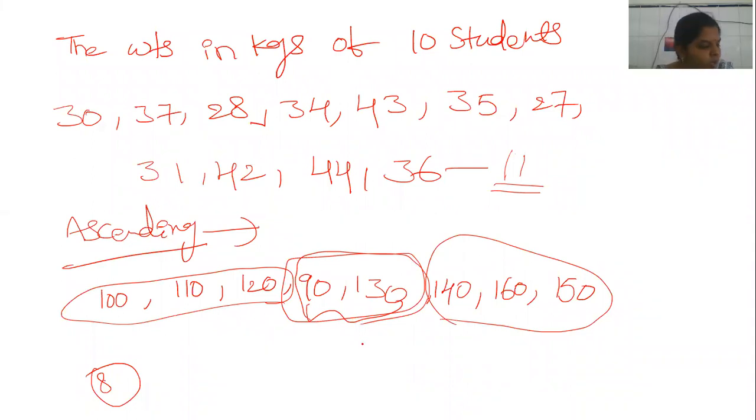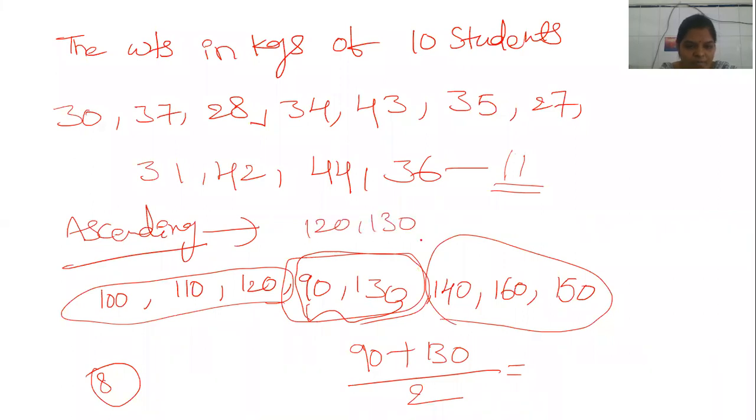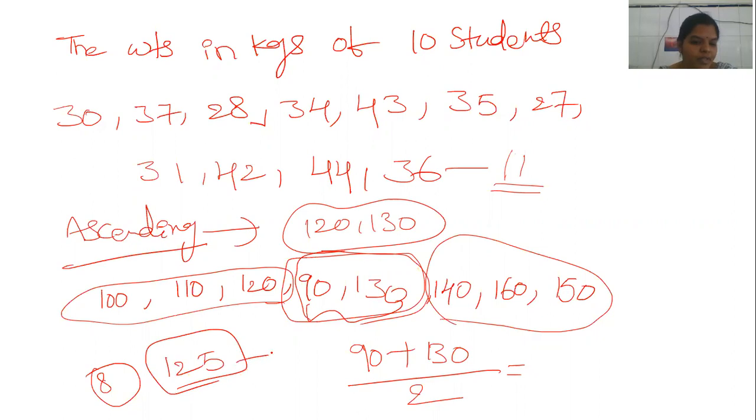So how do you do it here? The median is 90 plus 130 divided by 2. Sorry, first you need to arrange the numbers in ascending order. So the middle numbers come out as 120 and 130. After arranging in ascending order, 120 plus 130 divided by 2 is 125. The answer is 125.